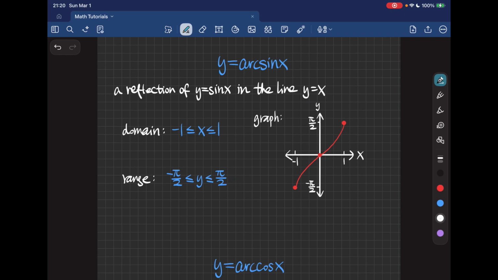Well, we have to restrict the domain because in y equals sine x, the greatest value of y is 1 and minimum value of y is -1. So now we have that for x. So x must be restricted this way.